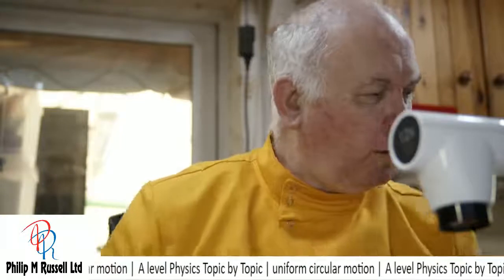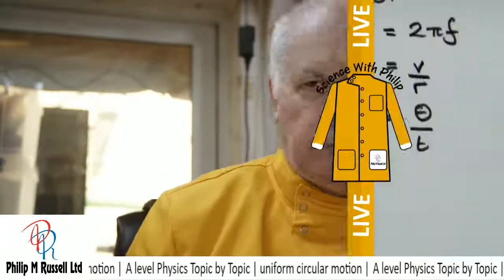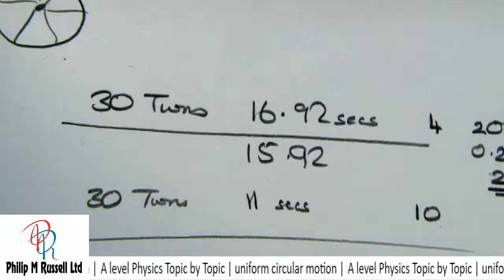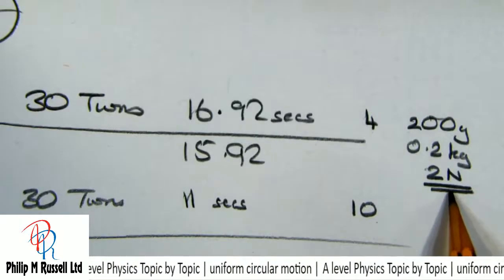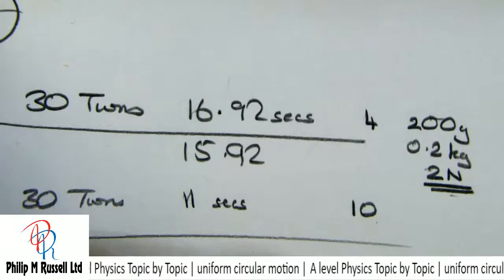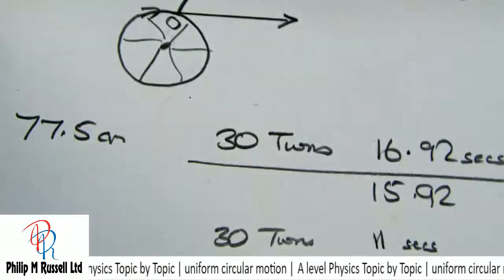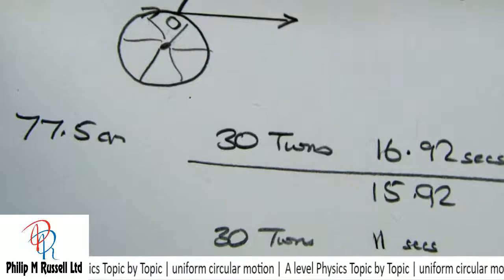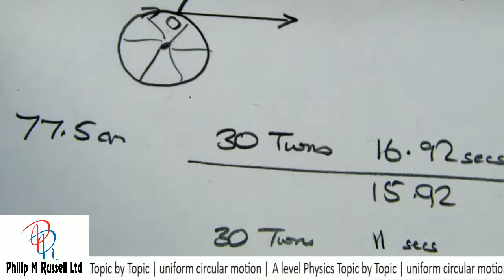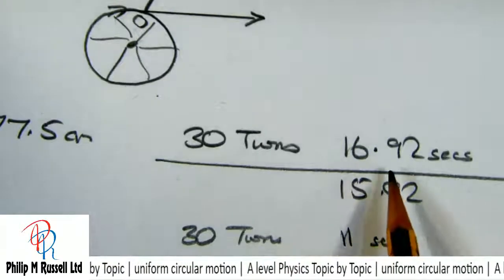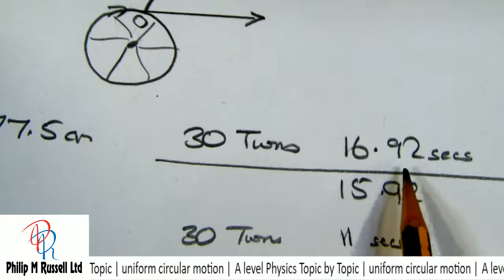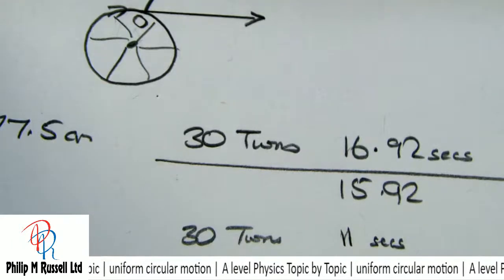So what have we got here that we can actually work with? I've got a force of 2 newtons here. The radius is here 77.5 centimeters, and we've got some sort of angular velocity. Well, let's see if we can work out what this is from what we're trying to do.